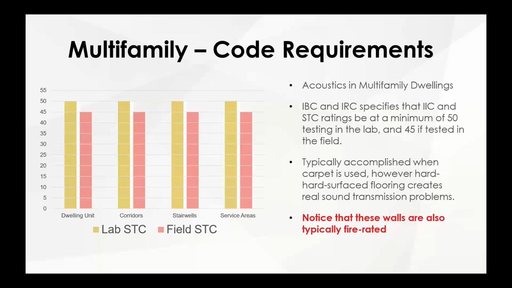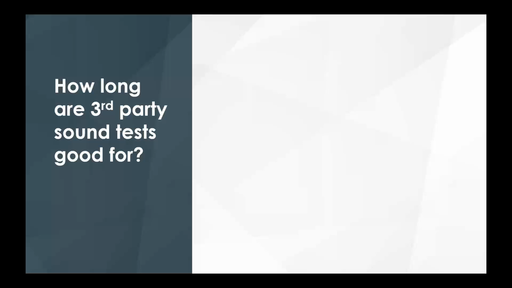Now let's get into what walls they're actually talking about. They're talking about the dwelling units, the corridors, the stairwells and service areas. Something else that's recognizable in there, we're talking about STC, but notice something else about those walls. They're also generally your fire rated walls. We'll go into this. Fire tests and sound tests are completely different, but just keep that in mind. Generally speaking, if a wall has an STC rating, there's a good chance it's also going to have a fire rating.